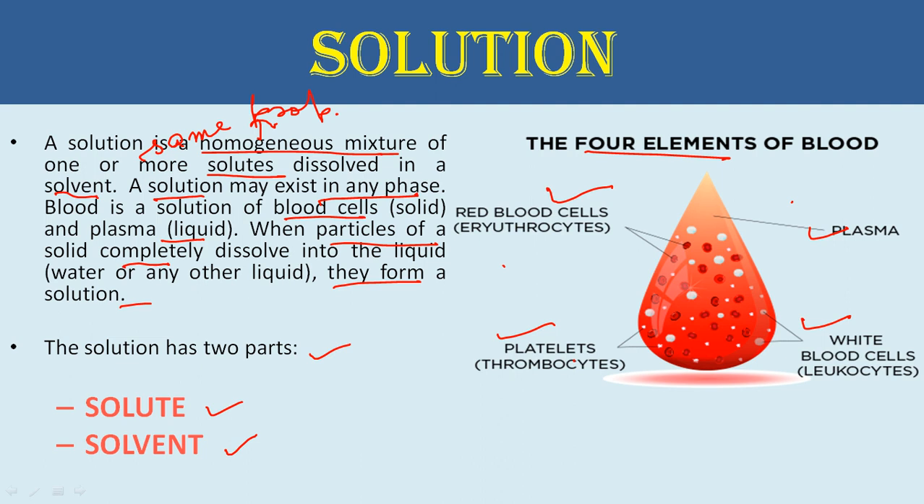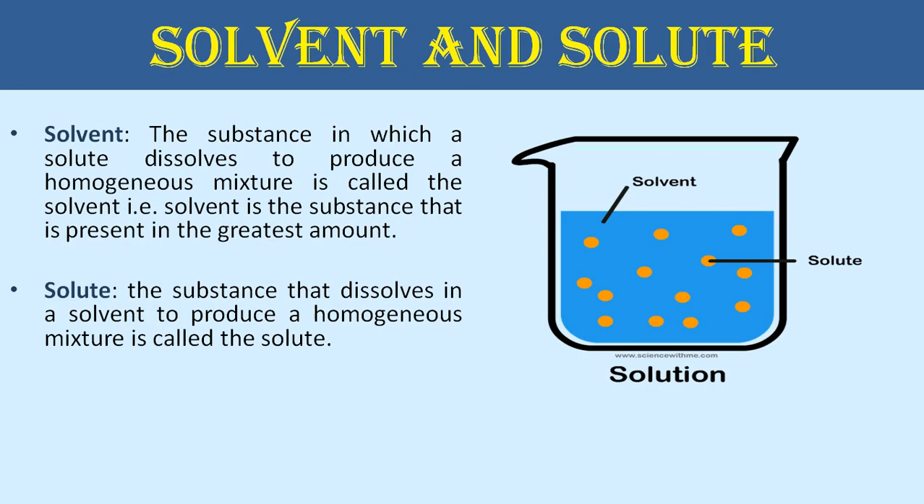Now I will explain to you about the solute and solvent in detail. First of all, what is solvent? Solvent is the substance in which solute dissolves. The substance in which solute dissolves to produce a homogeneous mixture is called solvent. Or we can say that solvent is the substance that is present in the greatest amount, and solutes are the substances that dissolve in a solvent to produce a homogeneous mixture.